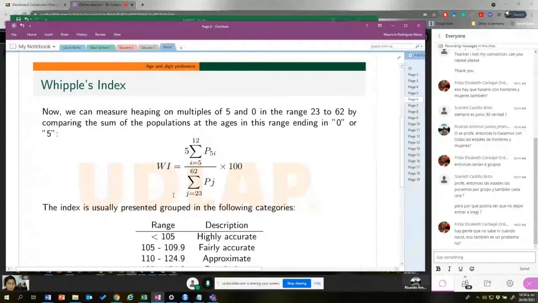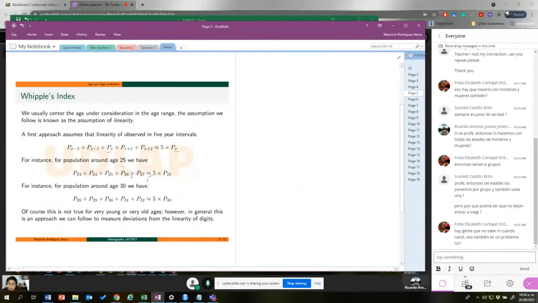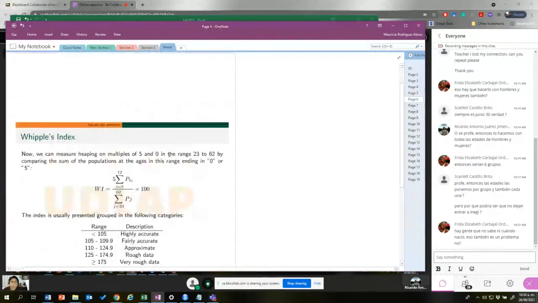And then I just add everybody, individual ages 23, 24, 25, 26, 27, and then for the next one, I would have to add 28, 29, 30, 31, 32. So essentially, I'm taking these individual pieces and putting them together, right? So in the numerator, I have these things: 5 times population 25, 5 times population 30, and so on. And in the denominator, I have these individual ages, okay?